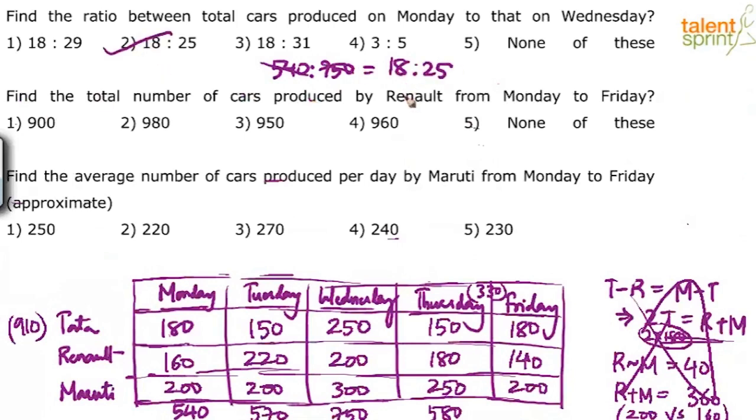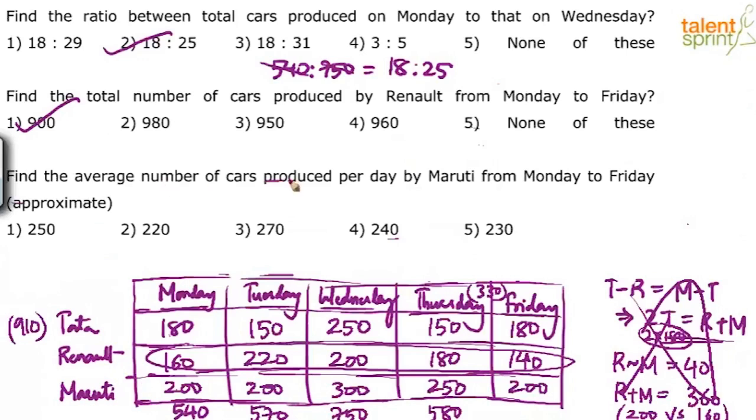Find the total number of cars produced by Renault from Monday to Friday. Get this total. 160 plus 220, 380 plus 200, 580 plus 180 is 760 plus 140 is 900. I think 900, option 1 should be the answer. Just the total of those 5 values.